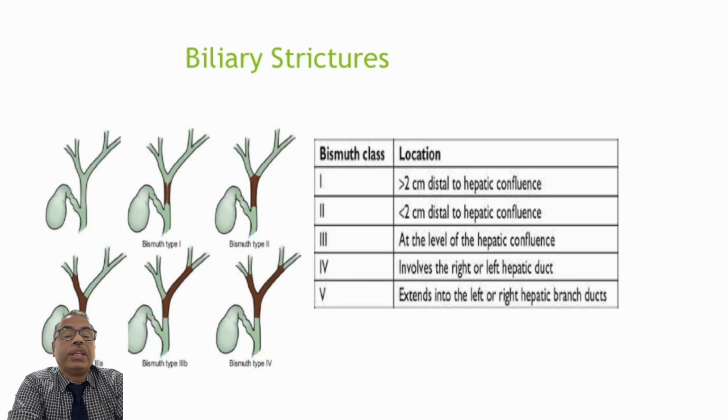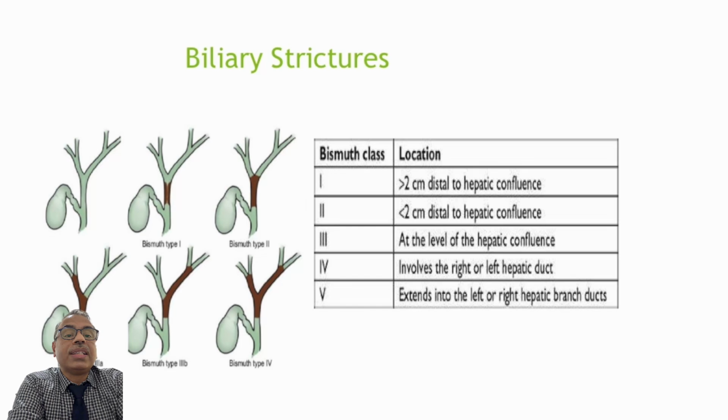bile duct during surgery. But there is a separate classification system which we normally use when there is a post-op injury to common bile duct, and that goes by the name of Strasberg's classification, which I will not be discussing here. Now, commonly, what exactly is a Bismuth classification? Bismuth classification grade 1 or class 1 would be when the location of biliary stricture is more than 2 centimeter distal to the hepatic confluence, as shown in this figure.